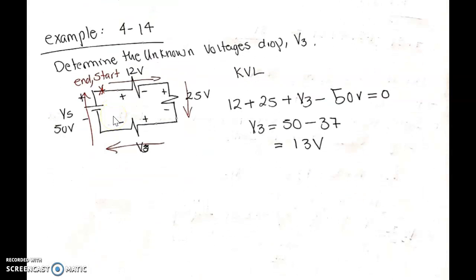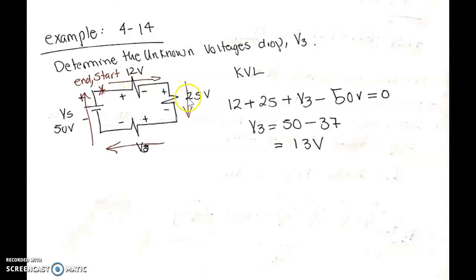In example 4-14, it says determine the unknown voltage drop across V3, which is right here. So I pick my start and end point, and I go. I have assigned the positive and negative polarities for all my voltage sources. So here I have 12 volts, positive 12 volts. I have 25 volts. I have V3, and then I have V source, which is 50.